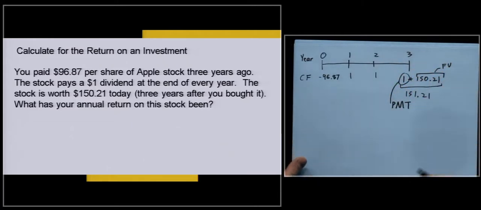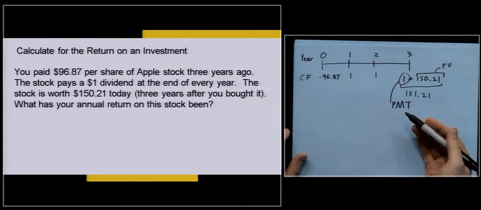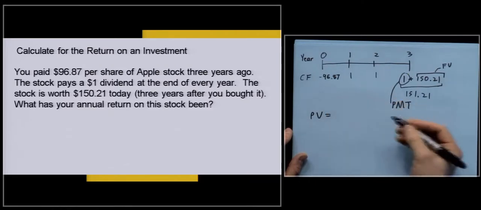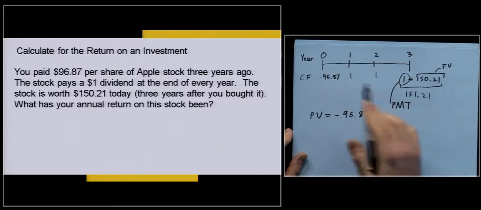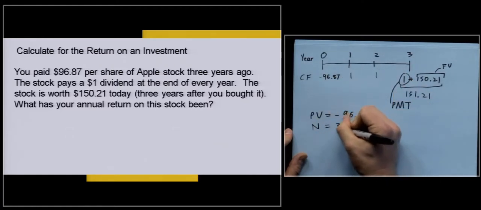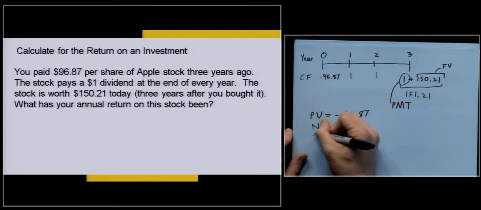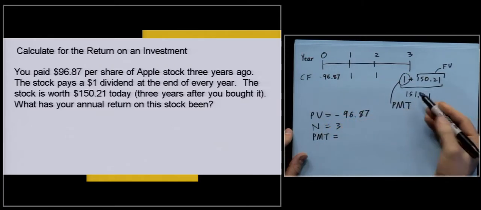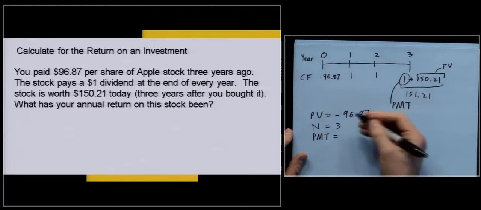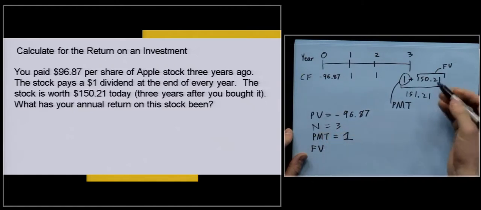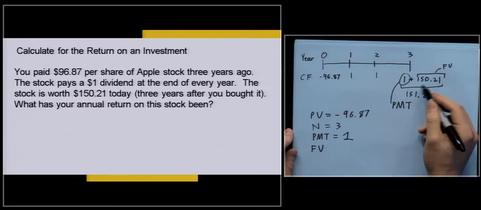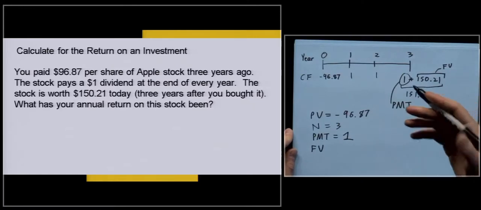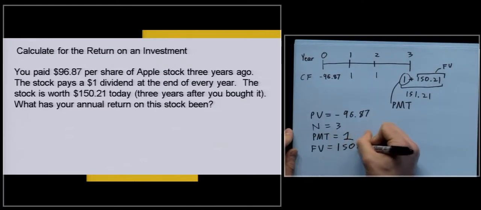So if we're trying to calculate the annual return on this stock, what we're going to have to do is use the time value of money buttons. And in this case, we have all the information we need. We know that our PV, which is the amount that we originally invested all the way back 3 years ago, is a negative $96.87. We know that we're investing for 1, 2, 3 years. So N is equal to 3. We know that our PMT is equal to 1 because that's the size of each of the annual dividends that we receive. And lastly, our FV is just the additional amount that we receive or pay beyond that final cash payment. So in this case, it's the value of that stock if we were to sell it today, aka at the end of this investment. So 150.21, and that's a positive.